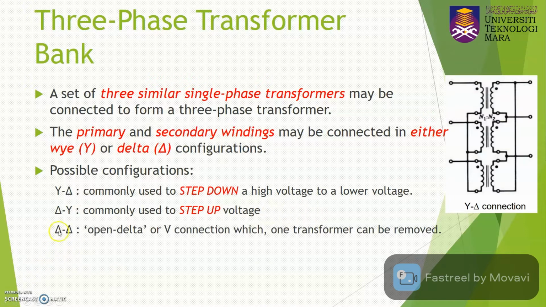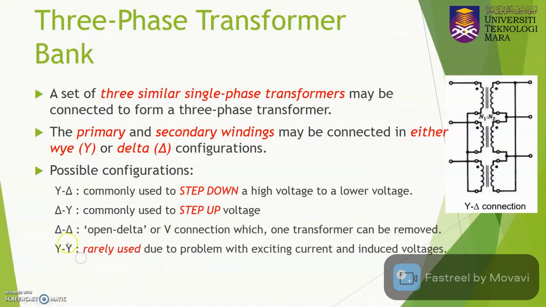And then there is also the delta delta configuration, meaning that here you have a delta connection, and here also you have a delta connection. The delta delta connection, we also know it as an open delta or V connection, in which this connection has the advantage that one of the transformers can be removed for repair, and the remaining two can still deliver three-phase power at the reduced rating. So this is a special case of a configuration.